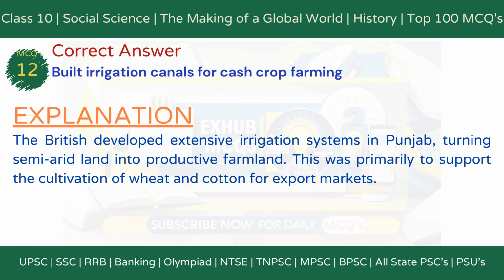The correct answer is option B, built irrigation canals for cash crop farming. The British developed extensive irrigation systems in Punjab, turning semi-arid land into productive farmland. This was primarily to support the cultivation of wheat and cotton for export markets.